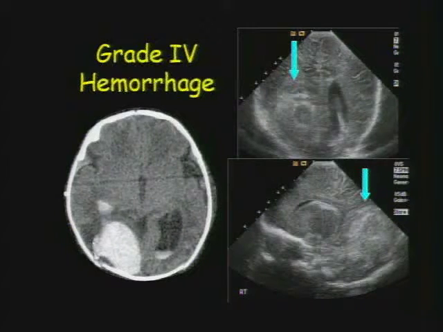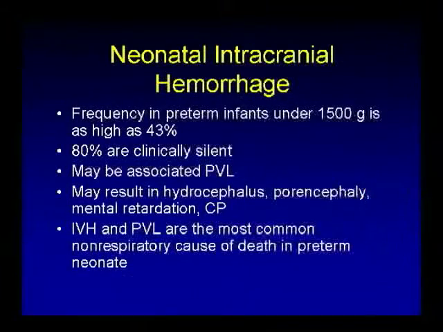Here's another patient with a grade 4 hemorrhage where you can see on CT the edema surrounding the hemorrhage in the parenchyma. You can also see that there's blood layering in the left lateral ventricle. Here's the same patient by ultrasound, that echogenic mass, and here it is posterior to the trigone on the right on the coronal view.